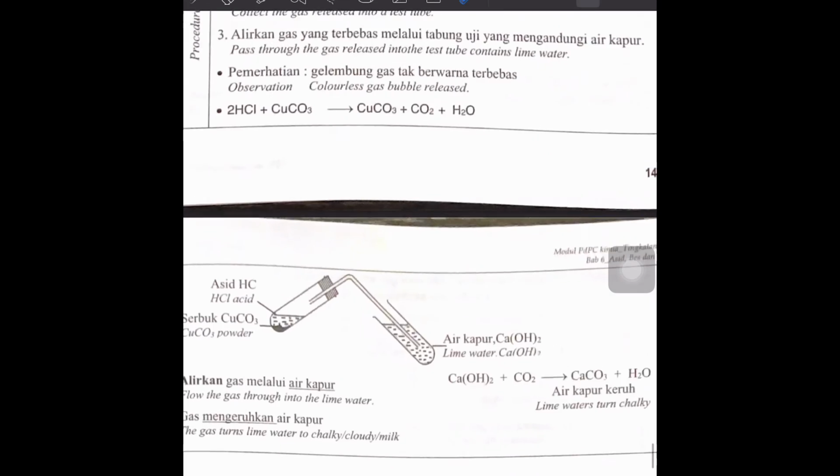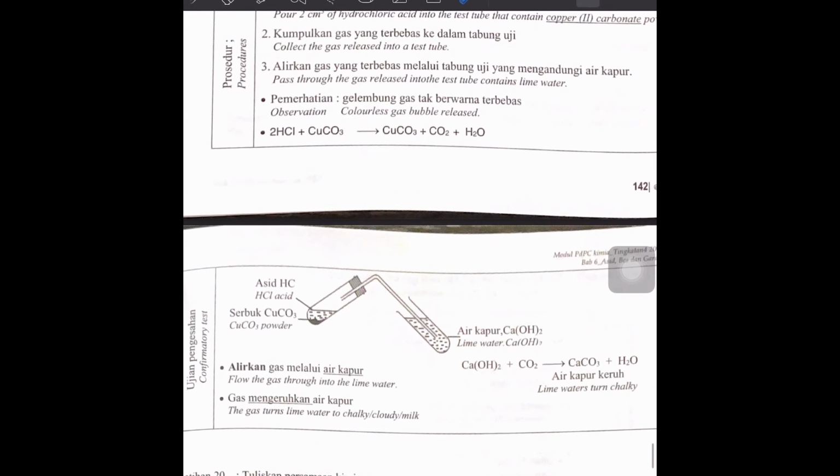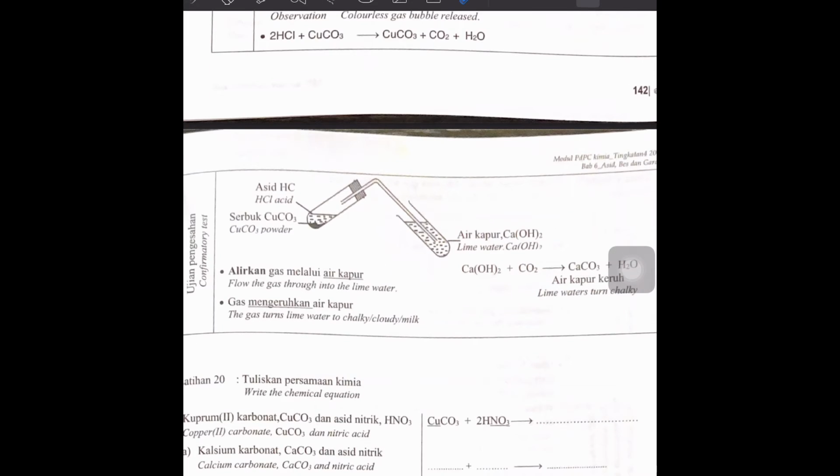So actually what happened is the gambar aja is like this. Acid and then copper 2 carbonate kan? And then when they react, they will release carbon dioxide gas. Flow it into the lime water. So what will happen is colorless gas bubble will be released. Flow the gas through the lime water, 1 markah. The gas turns lime water into a chalky ataupun cloudy solution. Akan menjadi keruh.